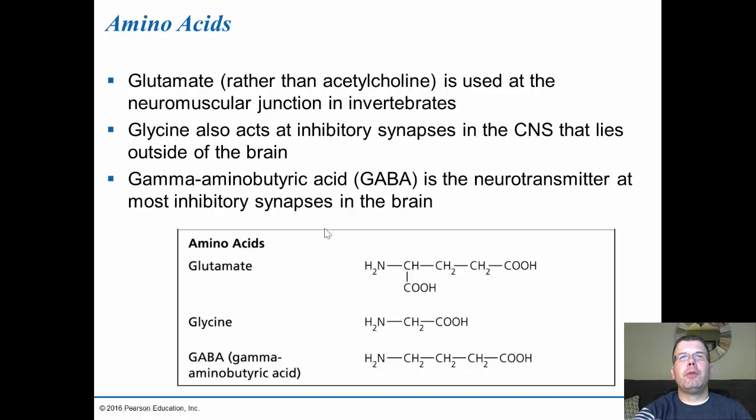Now, some other types of neurotransmitters include amino acids, including glutamate, which is used at the neuromuscular junction. Glycine acts as an inhibitory neurotransmitter that lies outside the brain. Gamma aminobutyric acid, or GABA, is a neurotransmitter at most inhibitory synapses in the brain. So we talk about either inhibiting neurons or stimulating. So again, two of these kind of inhibit, where this other one, glutamate, stimulates at the neuromuscular junction as well.